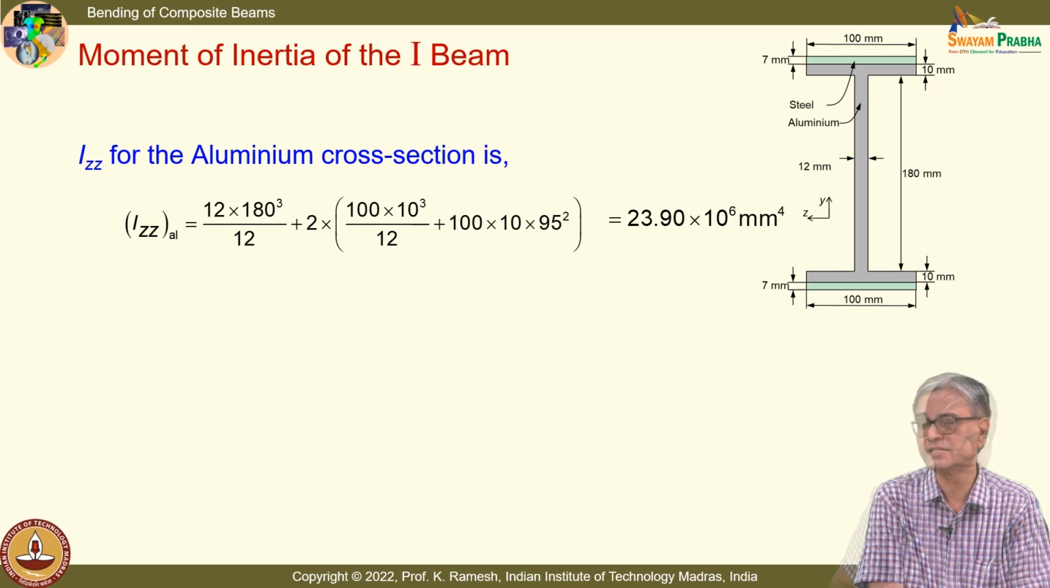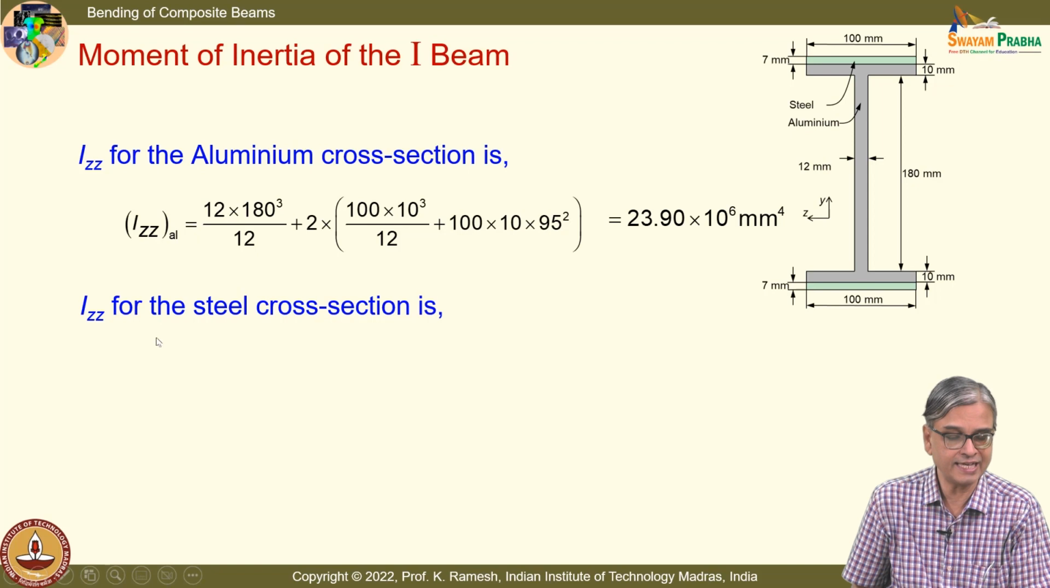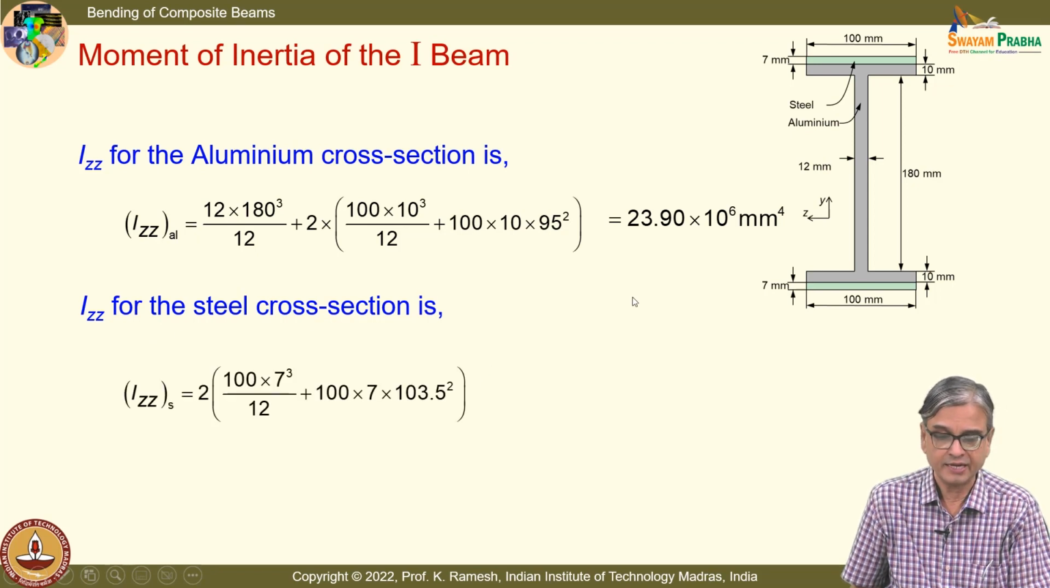Please do the calculations. On similar lines, I can also find out the I ZZ for the steel cross section, and you are given the dimensions. So, I have b d cube by 12 and then A r squared. Two of them I have I ZZ. Yes.